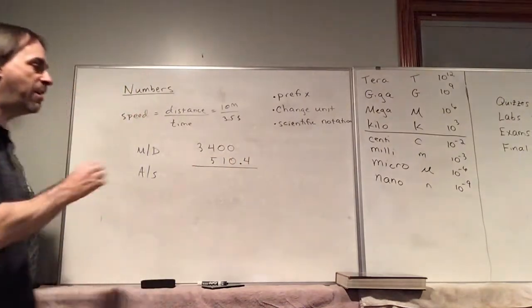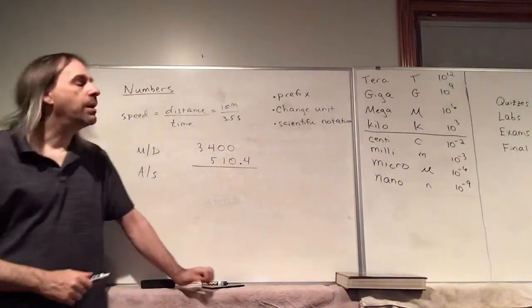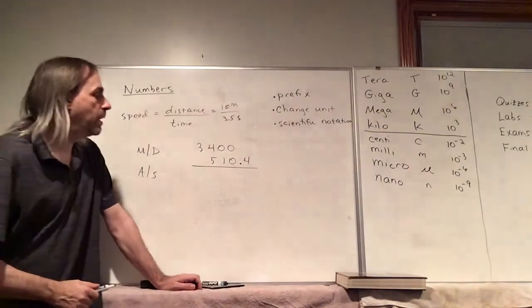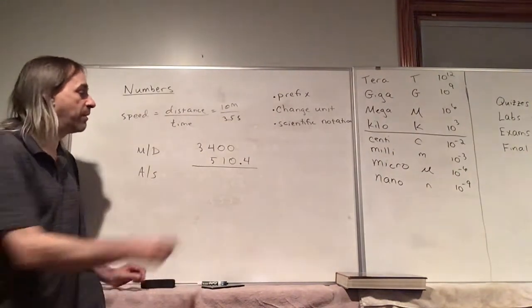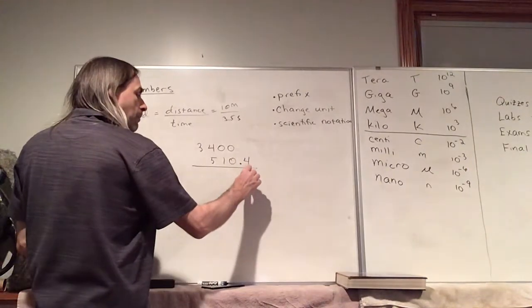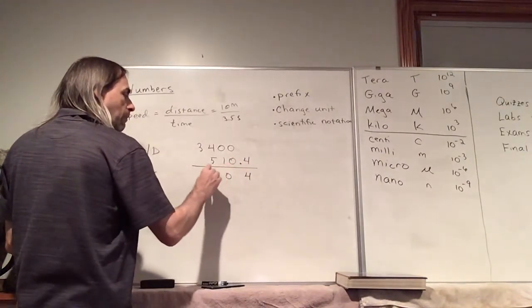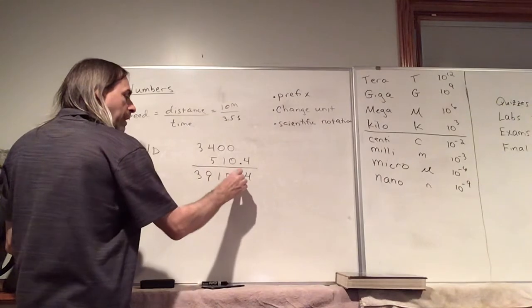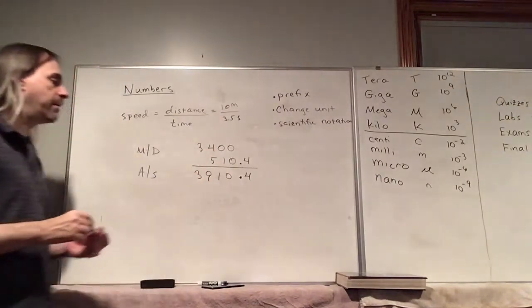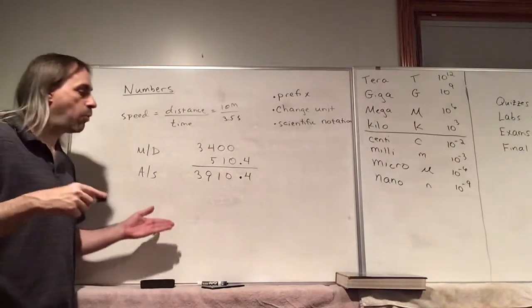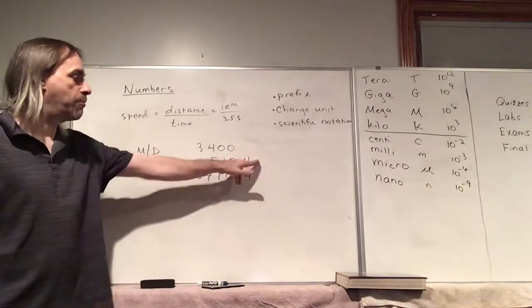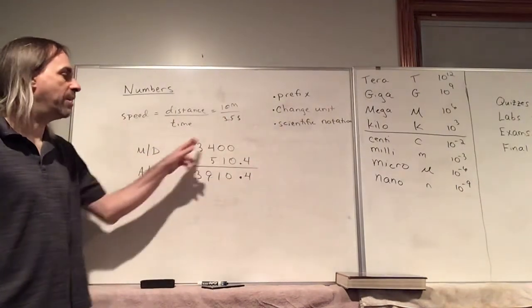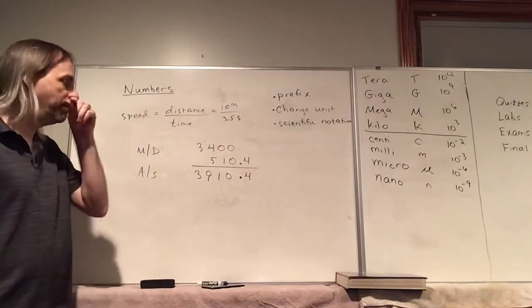Okay, now here we don't worry about the number of significant figures. We only care about where they are. So first, let's just add these. So we add it up, and we get 3,910.4. Now, this number is obviously very precise. There's 4 significant figures. This one's only got 2.